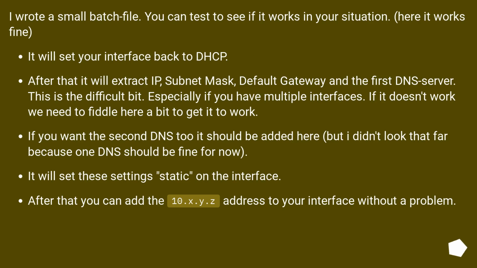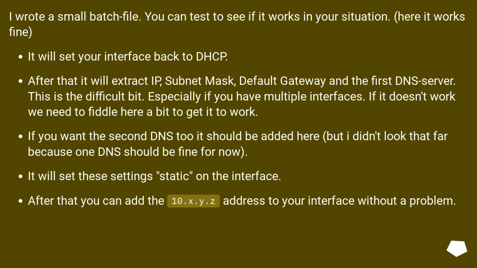I wrote a small batch file. You can test to see if it works in your situation. Here it works fine. It will set your interface back to DHCP. After that it will extract IP, subnet mask, default gateway and the first DNS server. This is the difficult bit, especially if you have multiple interfaces. If it doesn't work, we need to fiddle here a bit to get it to work.